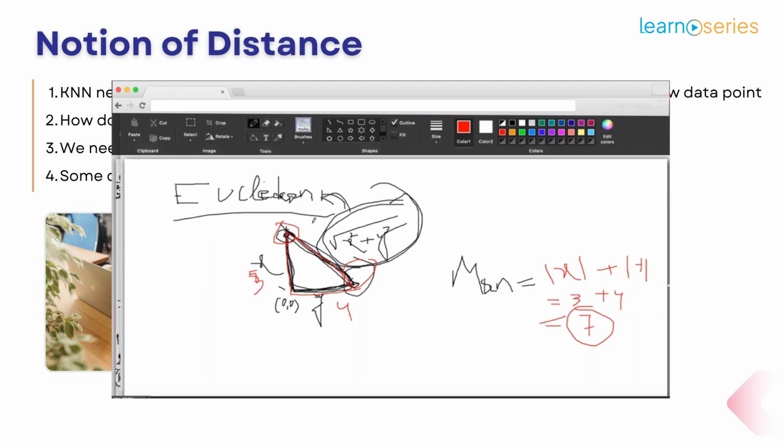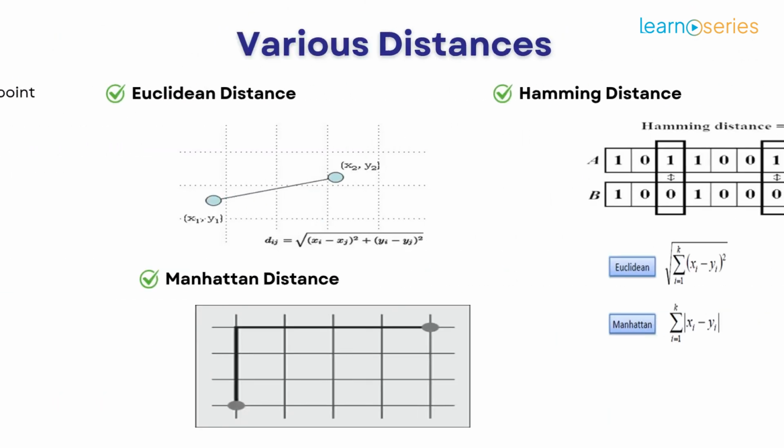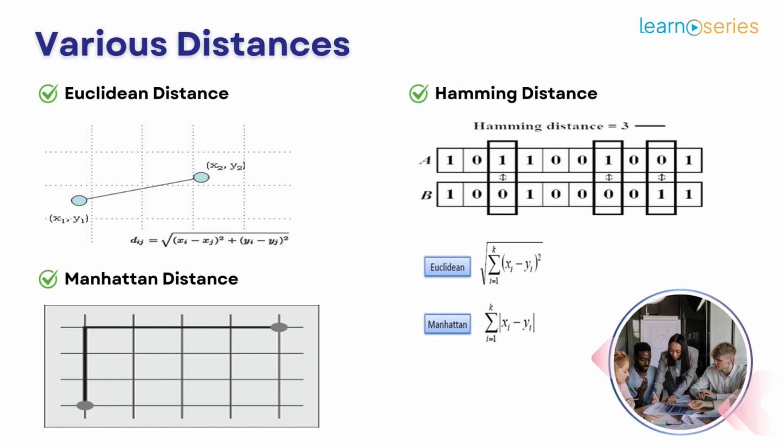And if you go with Euclidean, it will calculate root over 9, the square of 3, plus 16. 9 plus 16 equals 25, so root over 25 is 5. That's why we call it the smallest distance. If you have 2 data points and you want to find the distance, normally we use Euclidean and Manhattan. Whatever I told you, the same thing is explained here.